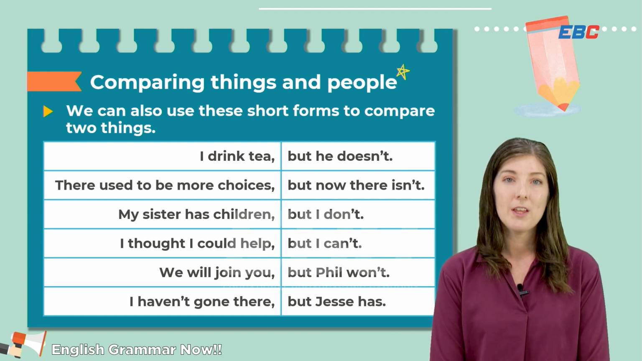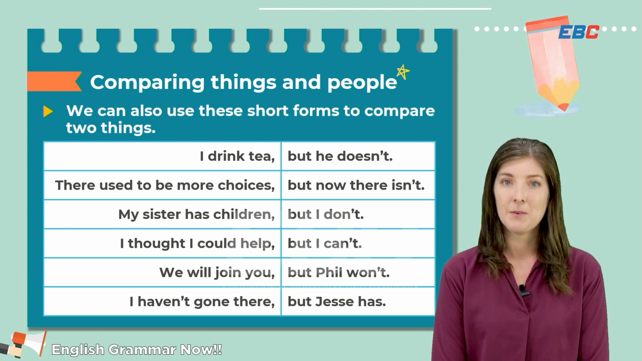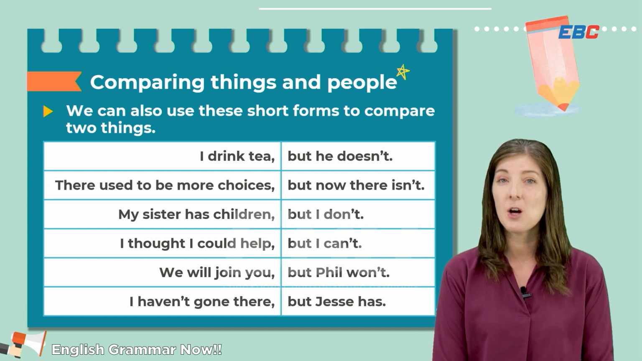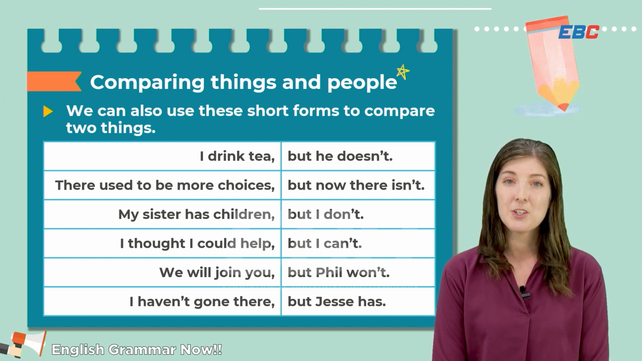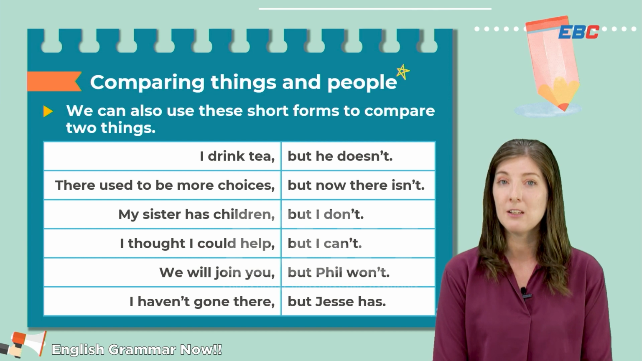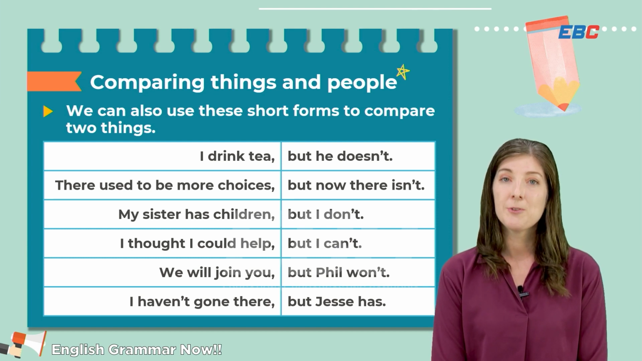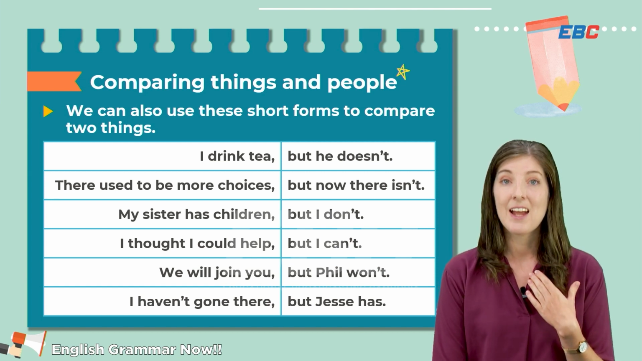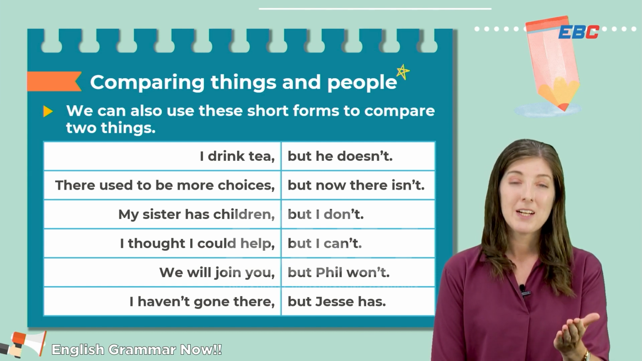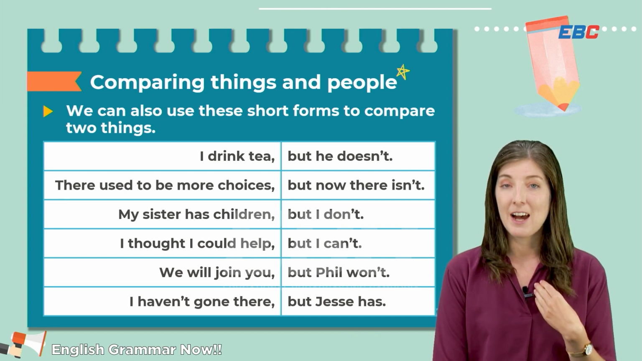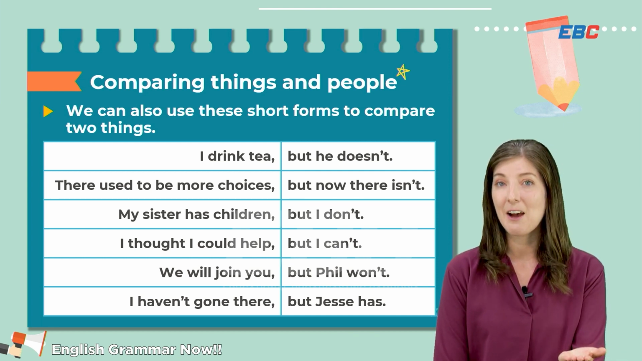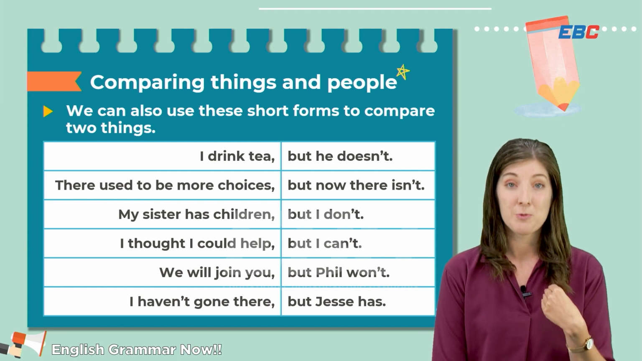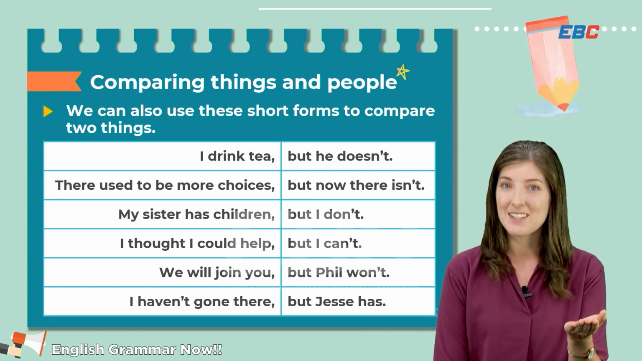Now, although the verb to do is not in the first half of this sentence, we've already seen how to do is used if there is no other helping verb, especially if there is no to be verb. So we can use to do to make a comparison between I and he. Because we're comparing, the first half is positive and the second half is negative. I drink tea, but he doesn't.